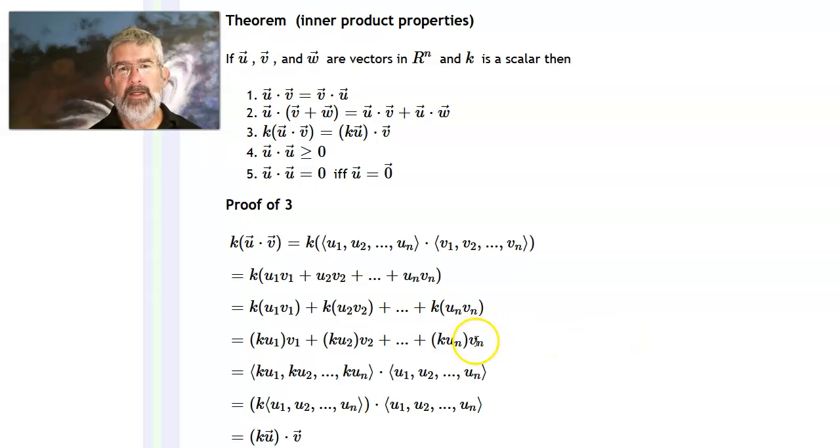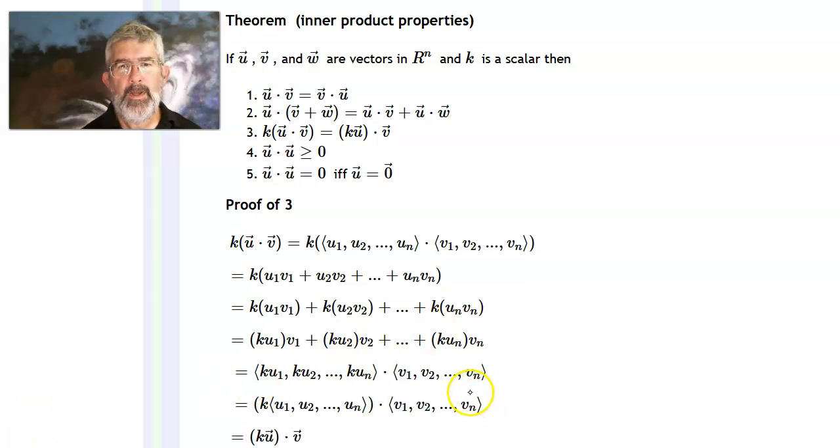And then I'm saying, oh, but look at this now, looks like this dot product with ku1, ku2 up to kun dotted with, and again, my editor is not doing his thing here. These should be v's over here. I'll have to have a talk with him. Yeah, there we go.